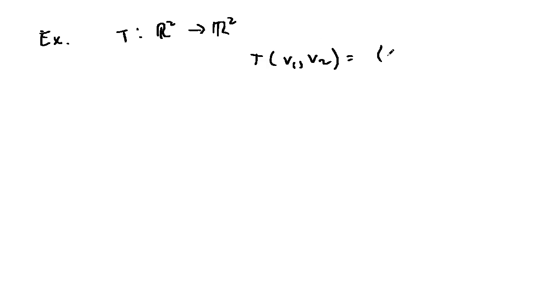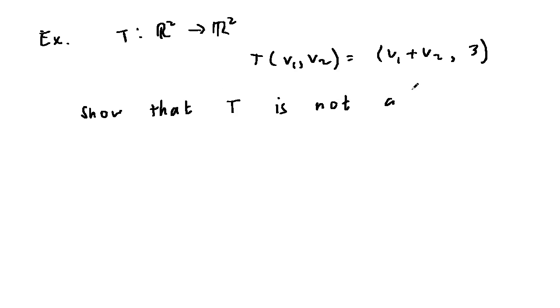Let's do another example. Consider T from R2 to R2 defined by T of (v1, v2) equals (v1 plus v2, 3). Show that T is not a linear transformation.